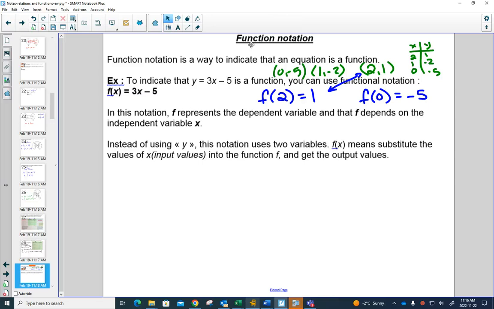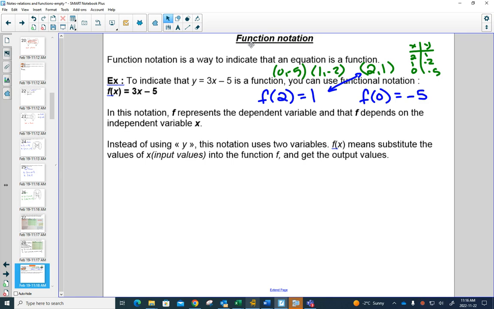So the f represents the dependent variable, which is usually what we've done so far and called y. Okay? And f depends on the independent variable x. And this is called function notation. So we sometimes call the x values the input values, and the answer that we get, the y values, your output values.